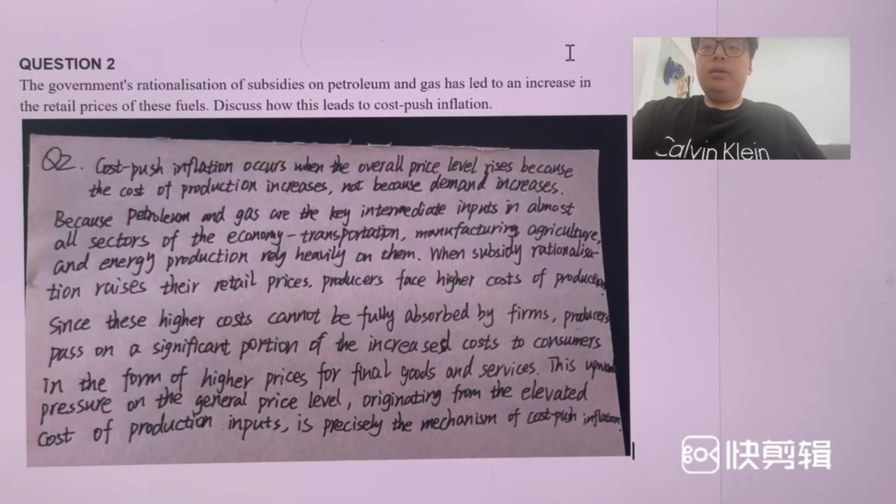Hello, my name is Liu Xiayang and my metric number is 8207145. Now I will talk about question 2. The question is: the government's rationalization of subsidies on petroleum and gas has led to an increase in the retail prices of these fuels. Discuss how this leads to cost-push inflation.